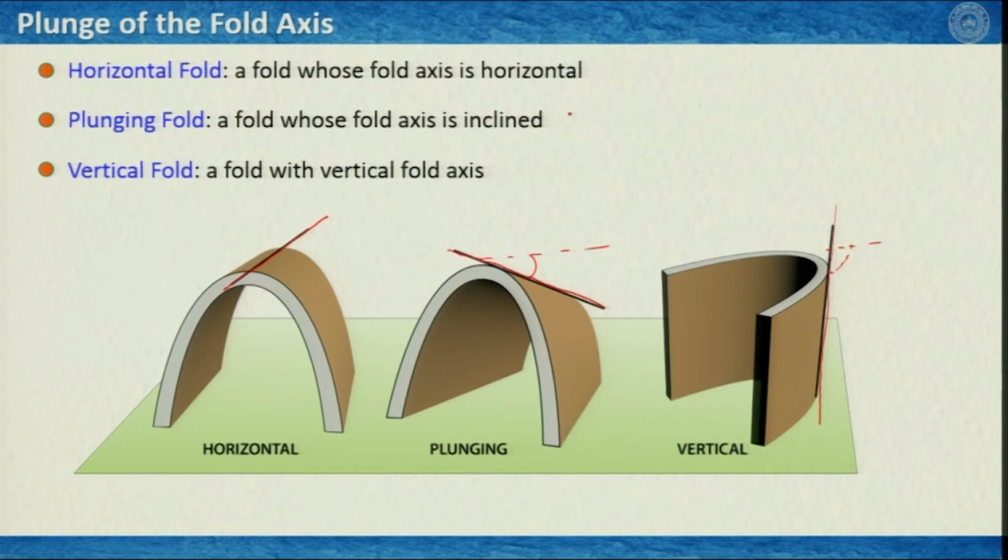In some textbooks, these plunging folds are also classified in so many different categories based on 0 to 10, 10 to 20 and so on. So, highly plunging, moderately plunging, gently plunging and so on. We are not going into that part, but anything in between horizontal to vertical is plunging fold. This is what we are going to consider for the lecture.